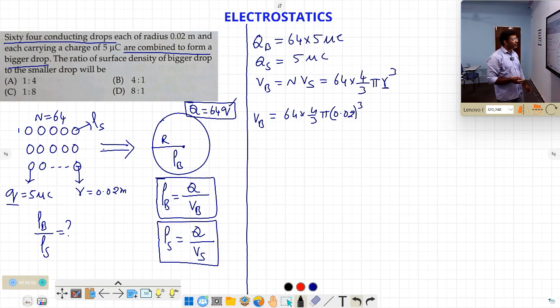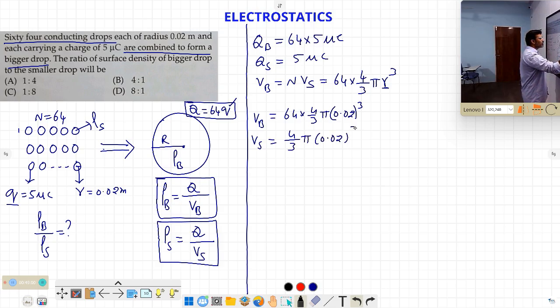Now what is the volume of the small drop? The volume of the small drop is directly one drop, 4 by 3 pi r cube, that is 0.02 whole cube. Now substitute the values. The density of the big drop to the density of the small drop is equal to the charge of the big drop by the charge of the small drop, into the volume of the small drop by the volume of the big drop.